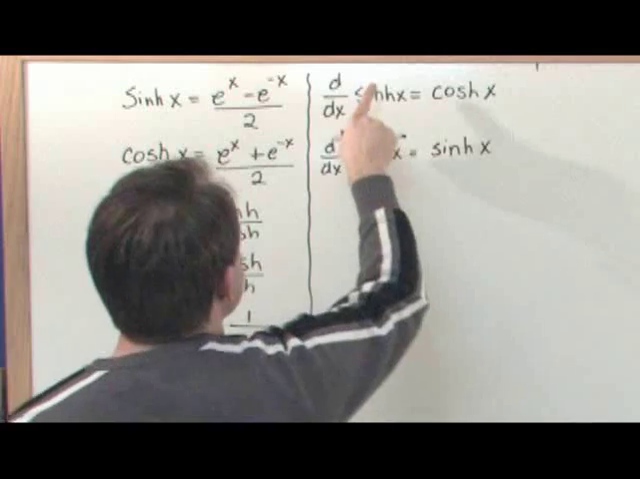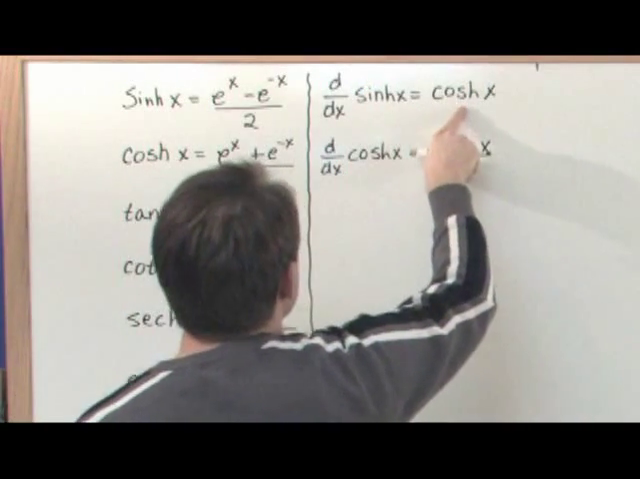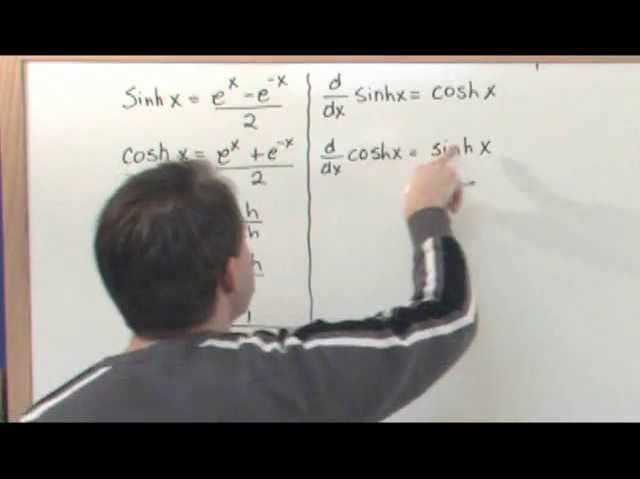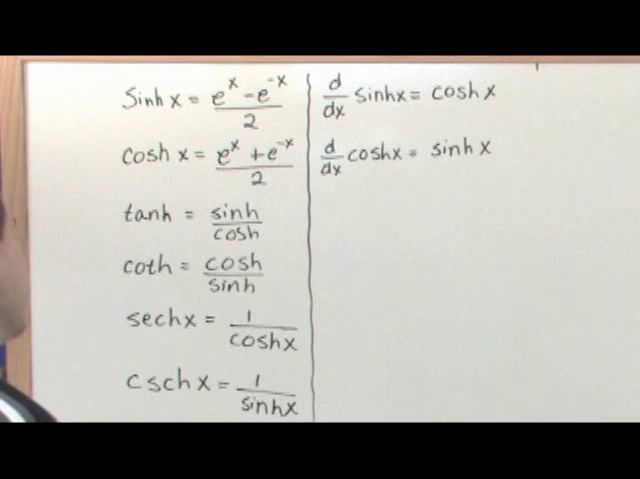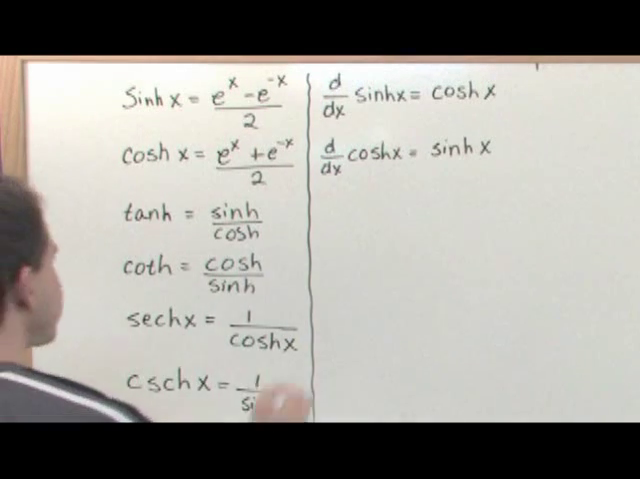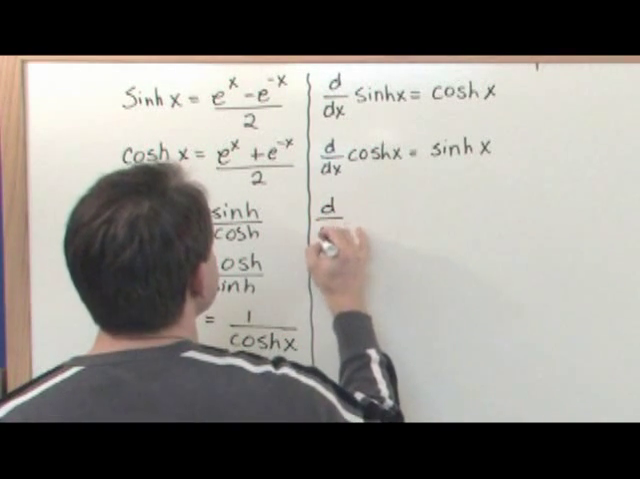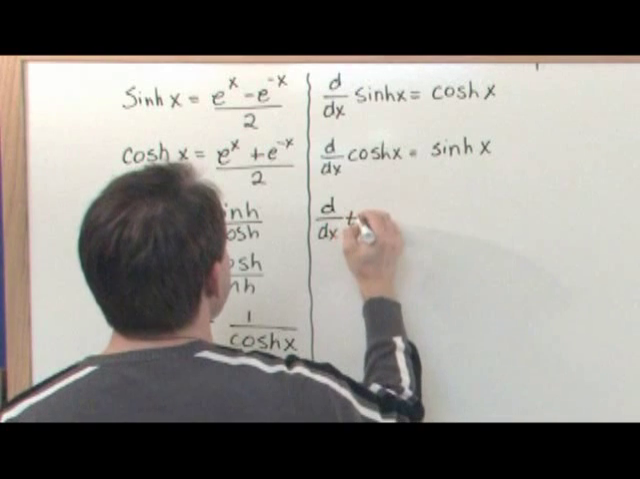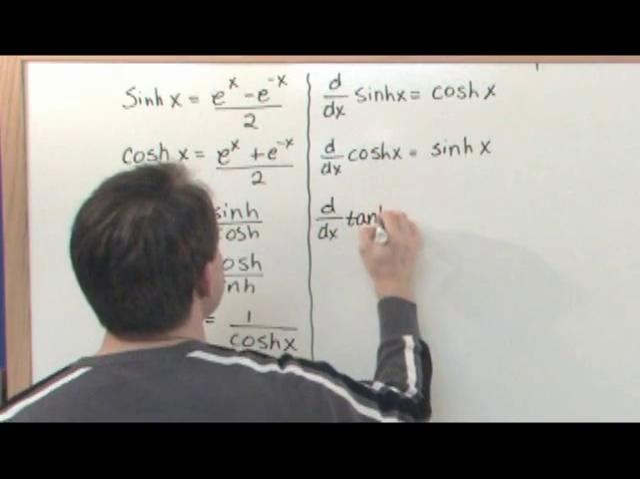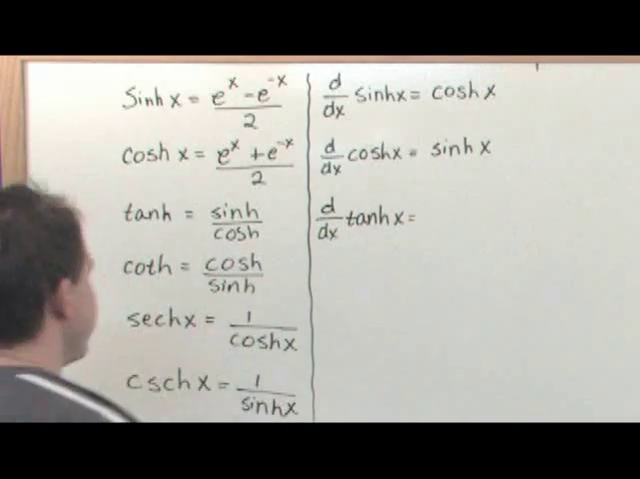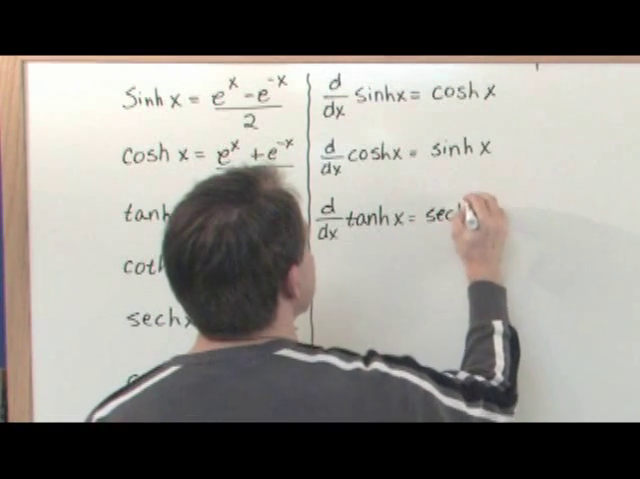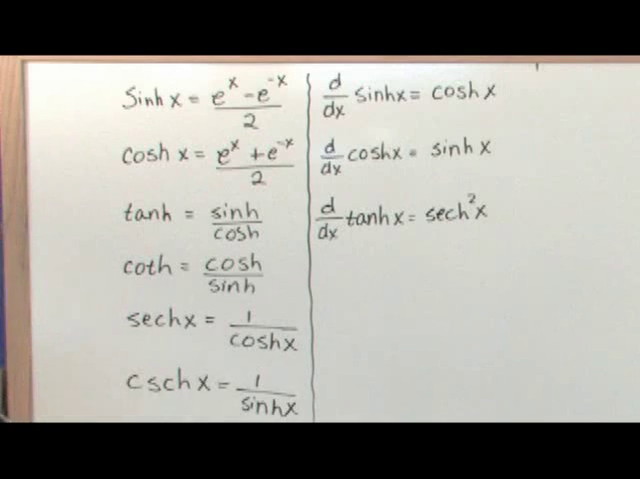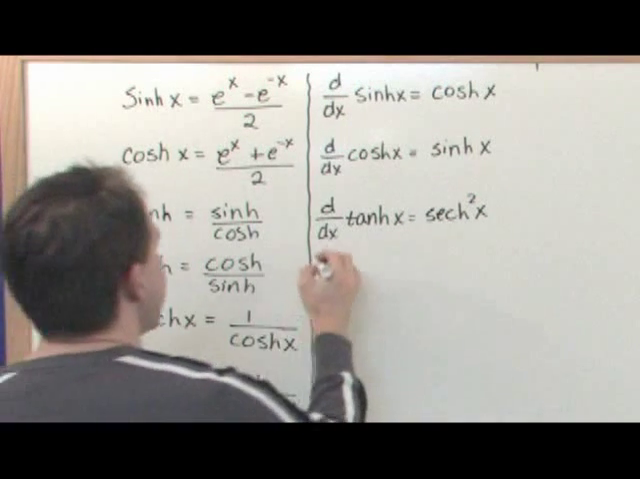The derivative of hyperbolic sine is hyperbolic cosine. The derivative of hyperbolic cosine is hyperbolic sine. There's no negative here like there is for the regular trig functions, but it's very similar otherwise. The derivative of the hyperbolic tangent, well, what is it? It's going to be hyperbolic secant squared x. Okay, very similar.